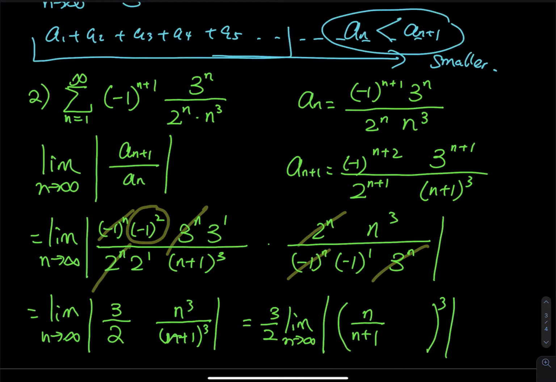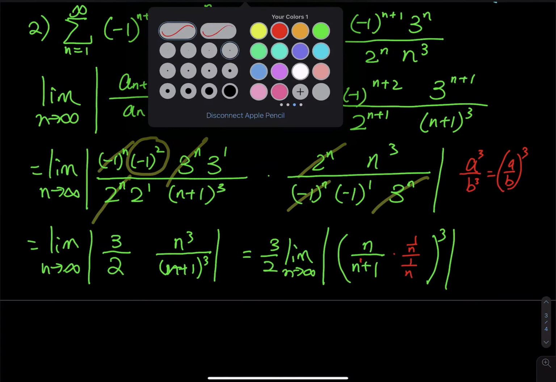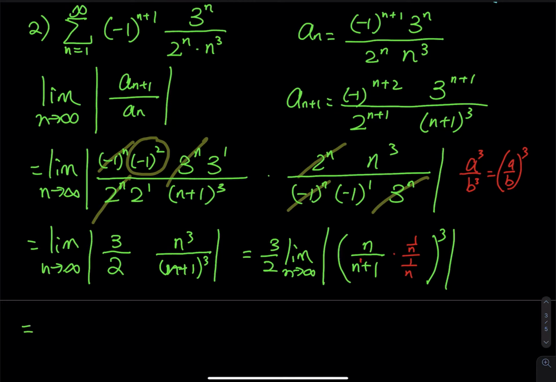In case you have no idea how I got to this point, do you still remember this? a to the third power divided by b to the third power is equal to a divided by b, raised to the third power. So this is the law of exponents. And then inside the parentheses, since the highest power is 1, I will divide each term by n raised to the first power. And then we perform the algebra.